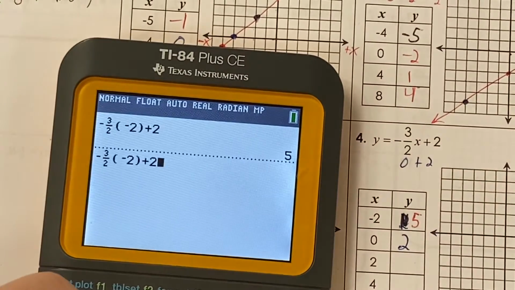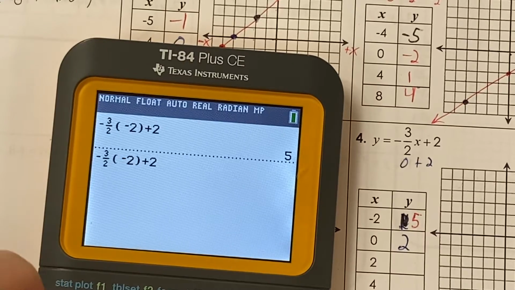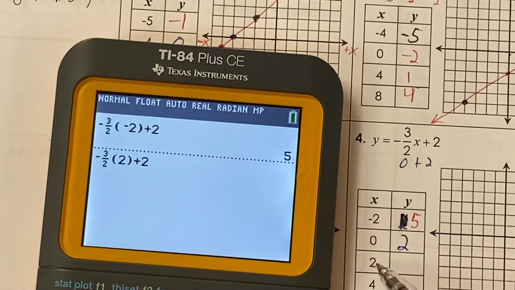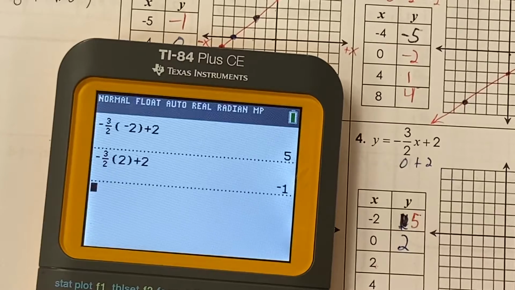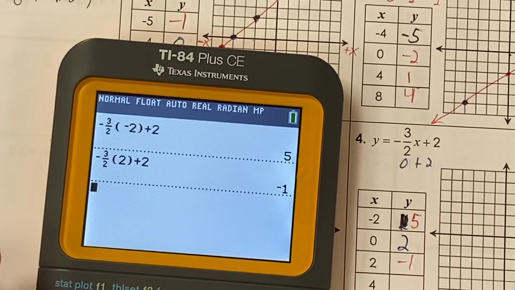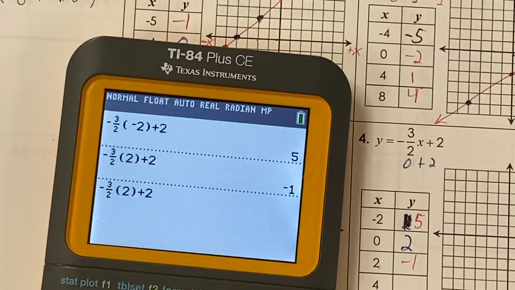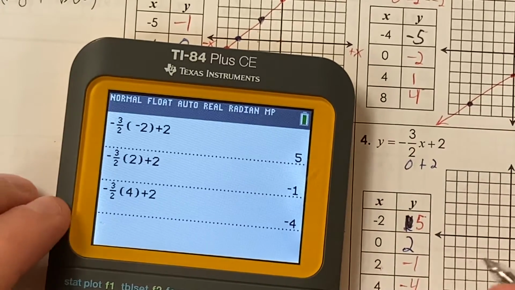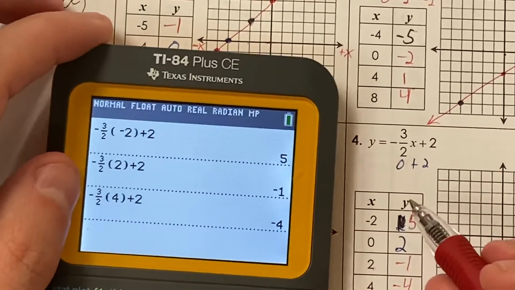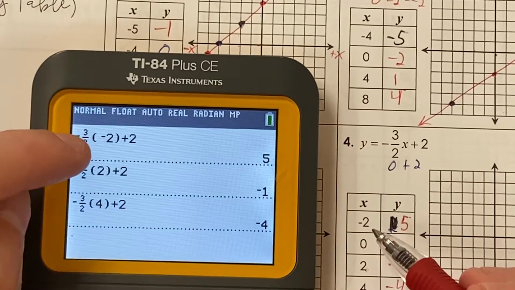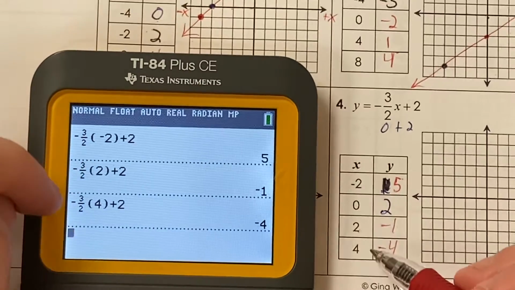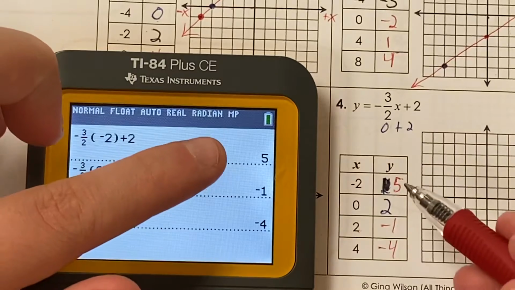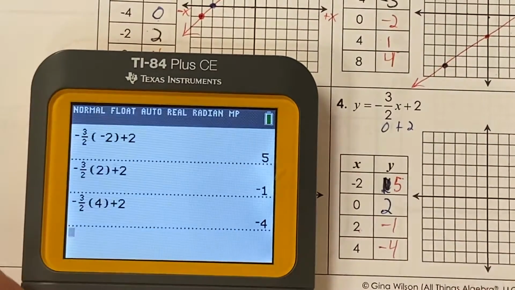And then I'll do the same thing, but this time I want it to be positive 2 for my table. I'll do the same thing again, but this time I want it to be a positive 4. And there you go. So that's the table. I did it with negative 2, I did it with positive 2, I did it with positive 4. And those are the numbers I got. I could have done it with the 0 as well.